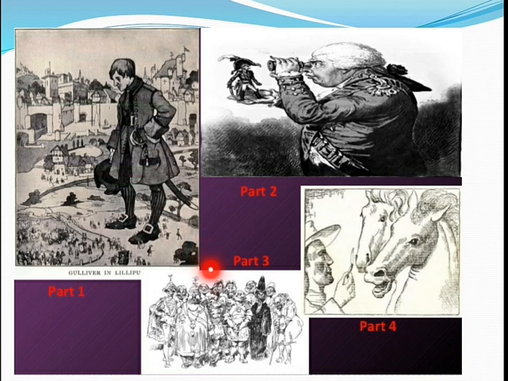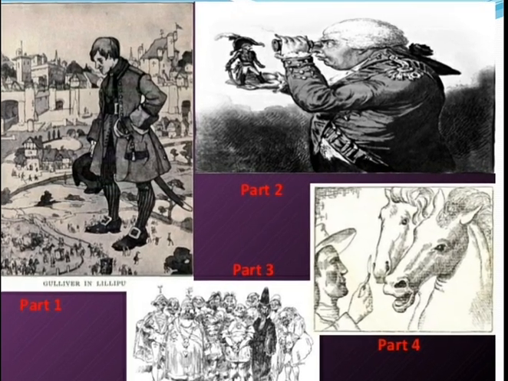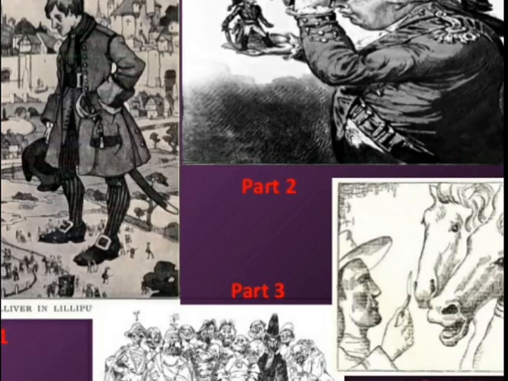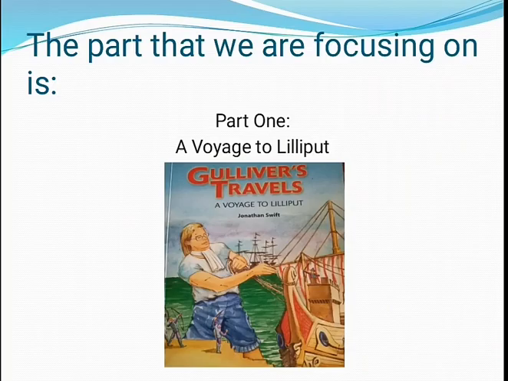Third is the land of Laputa. Laputa was the land of science and technology. And the fourth is the part where you can see in the picture, it was the land where horses ruled. Okay. The part that we are focusing on in grade 6 is part 1, A Voyage to Lilliput.